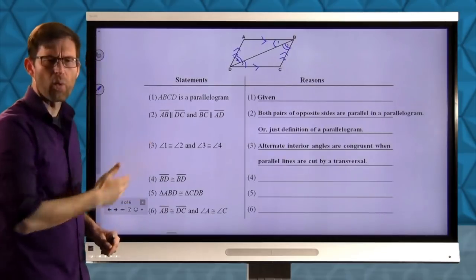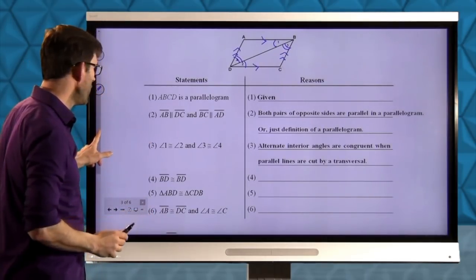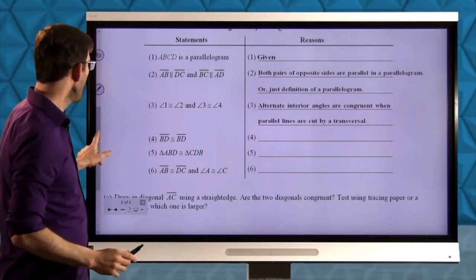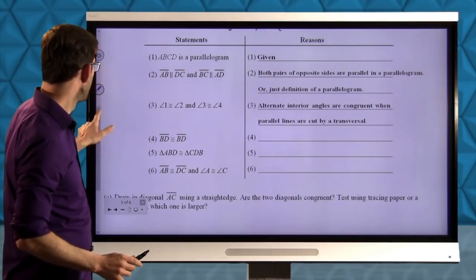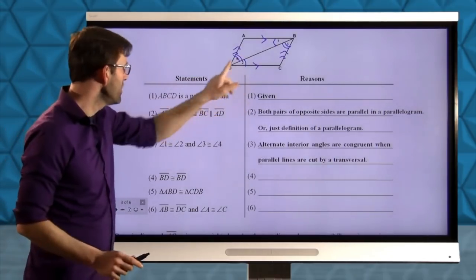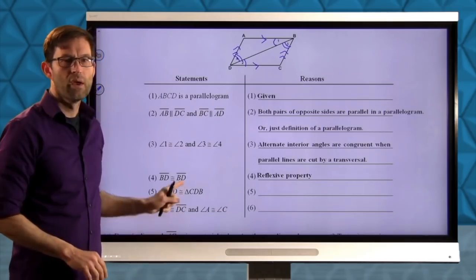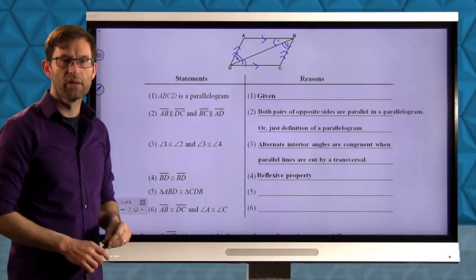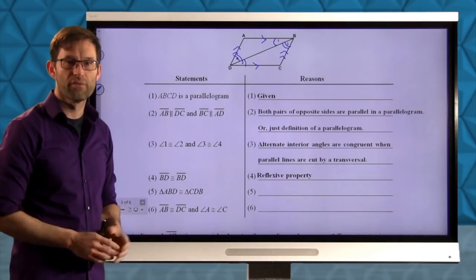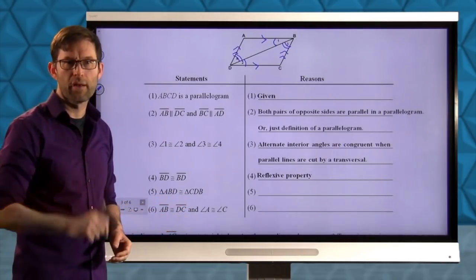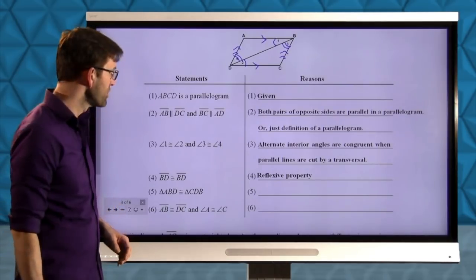It's been a little while since we've done geometry proof. Okay, now I'm going to say that BD is congruent to itself. That's pretty easy. That's the reflexive property. Always, always, always, whenever I say that a side or an angle is congruent to itself or equal to itself, it's reflexive. We're looking in a mirror, looking at our reflection.